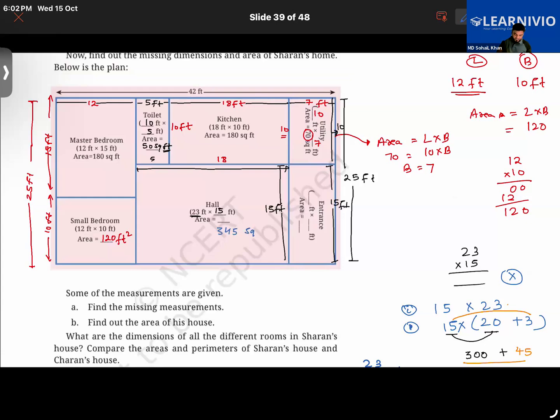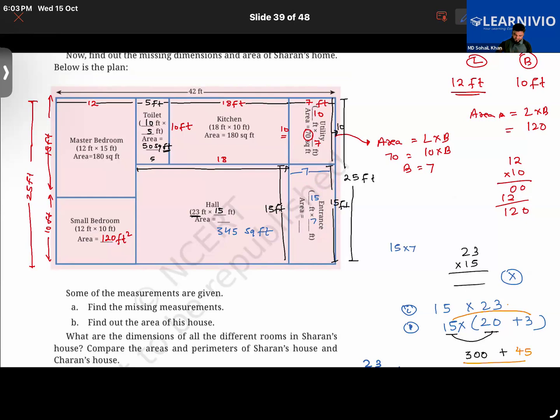345 square feet. Clear? Okay, what is left now? This entrance. The length is 15 and the breadth is 7. Exactly, 7. Very good. So you're going to multiply 15 with 7.